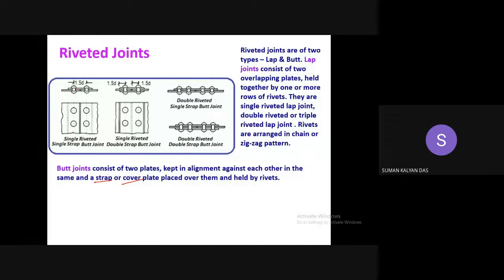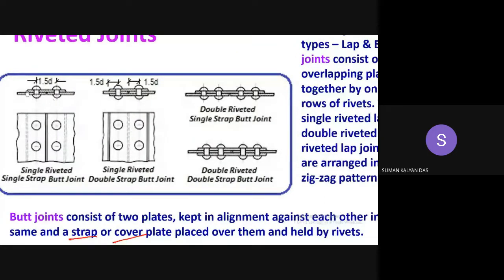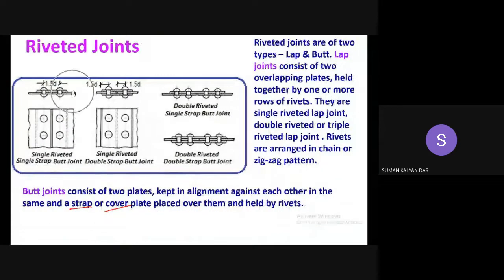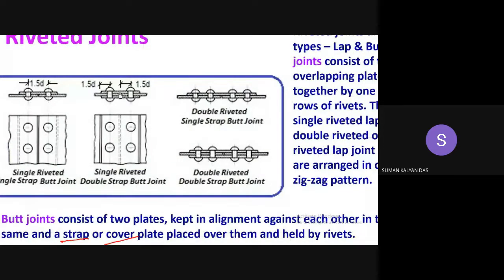single strap butt joint. Why single strap? Because only one third plate is used, but it may so happen in some cases where the strength requirement is more, we can make use of two cover or strap plates. So as you can see over here, this is one cover plate on the top side, another cover plate on the bottom side. So two cover plates. So in the overlapping area, we insert the rivets, and this is known as double strap butt joint.